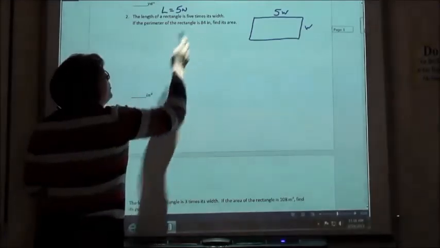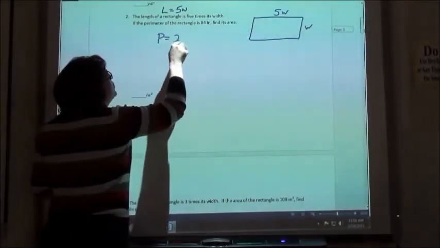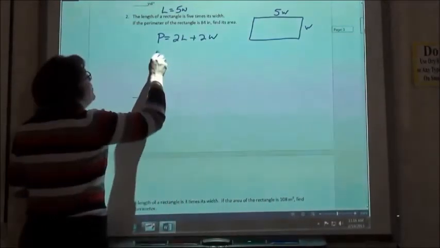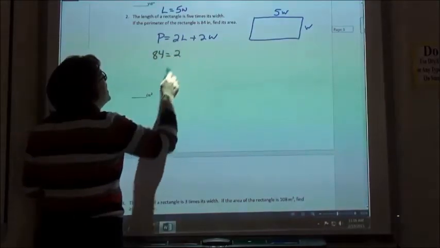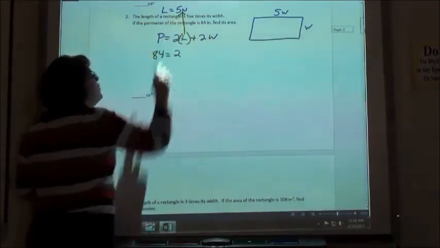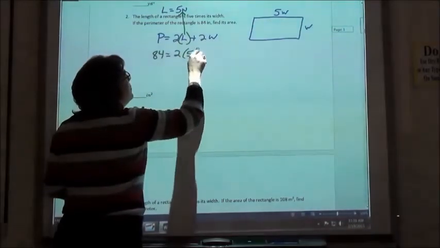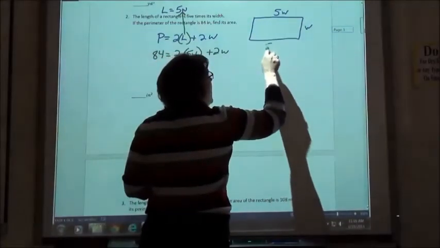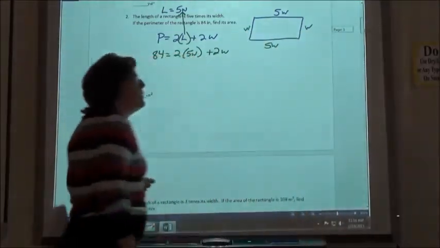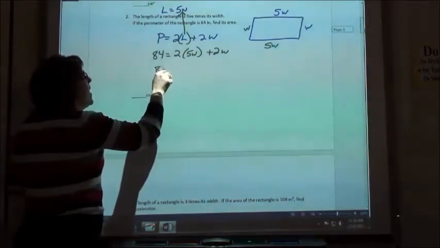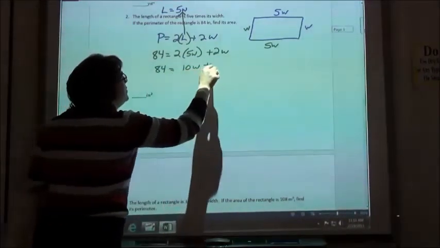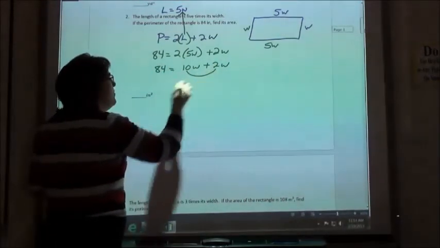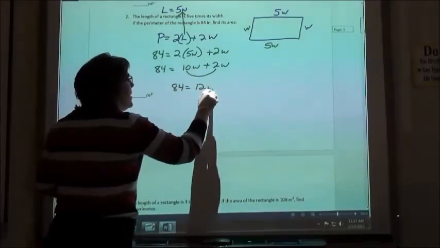Again, we know what the perimeter is, 84. P equals 2L's plus 2W's. So substituting in, 84 is our perimeter. We're going to take 2 times the length, but in for the length, we have to substitute in our 5W, plus our 2W. We have 2 sides here that are 5W, 2 sides that are a plain W. So solving that, 84 equals 10W plus 2W. 2 times 5W is 10W. Adding our like terms, 84 equals 12W.